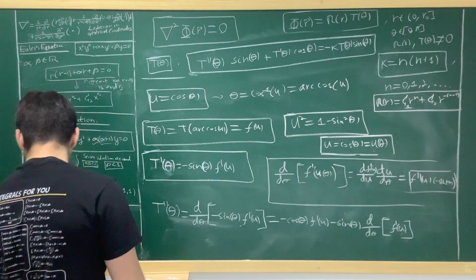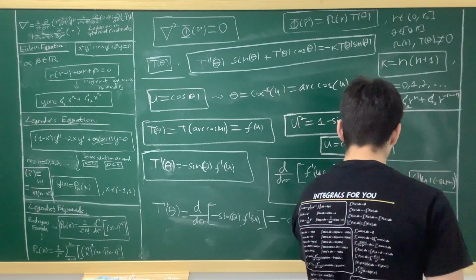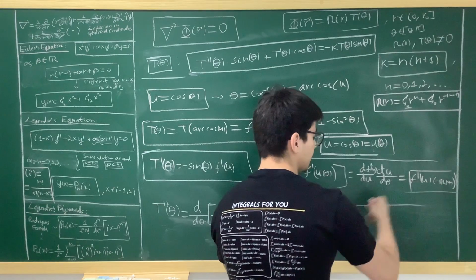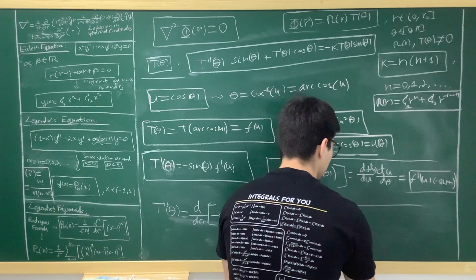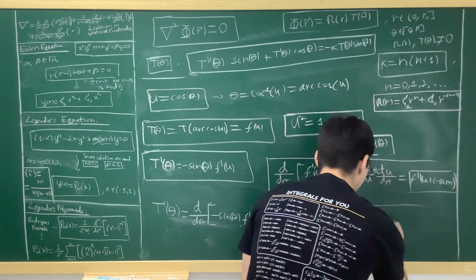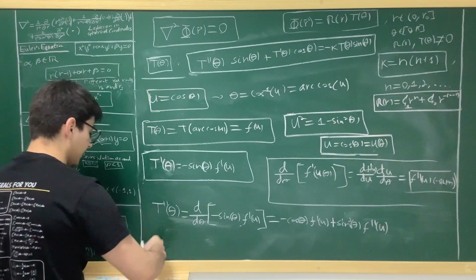That's what we get. So, plugging this into this part, minus times minus becomes a plus, and this is a sine squared. And this is just f double prime of u. So this is t double prime.